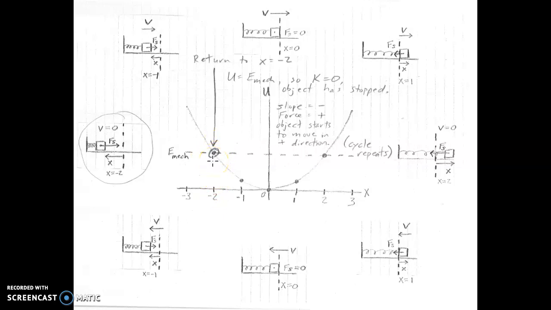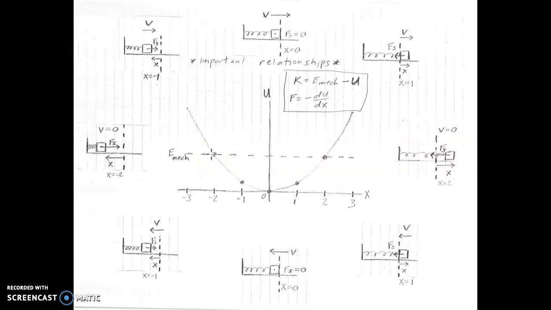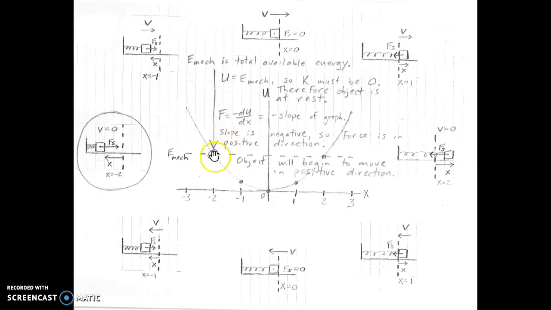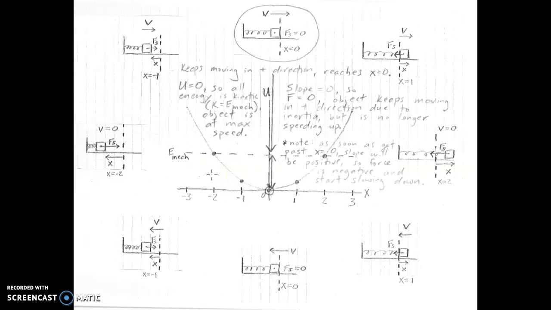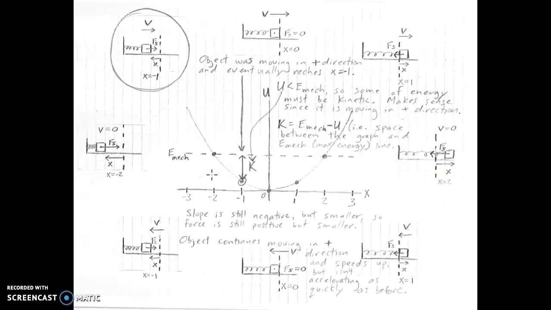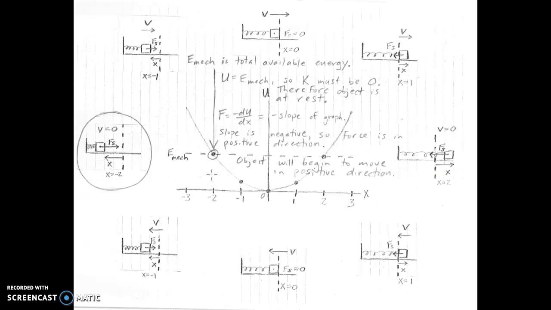And so we can tell just by looking at the graph that if we start here, back to the first one, if we start here, we can figure out just from the shape of the graph that it has to move to the right until it gets to here, and then it has to turn around and go back here. We can tell it's going to be going faster at the bottom, slower at the top.